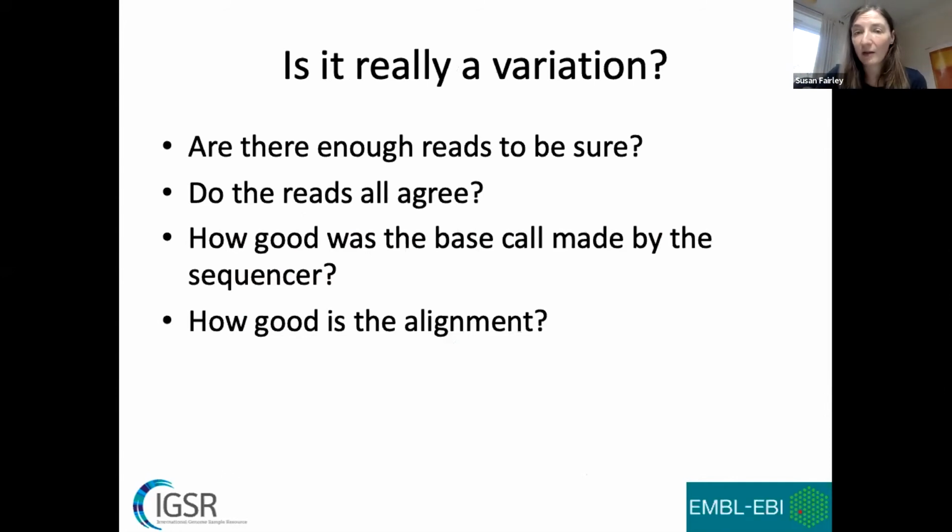The question that you are faced with after you've looked at these alignments is: is it really a variation? So are there enough reads there to be sure? Do the reads agree with each other? How good was the base call made by the sequencing machine in the first place? And then finally, how good is the alignment? So these would be some of the factors that you would be thinking about when you're trying to detect variation.